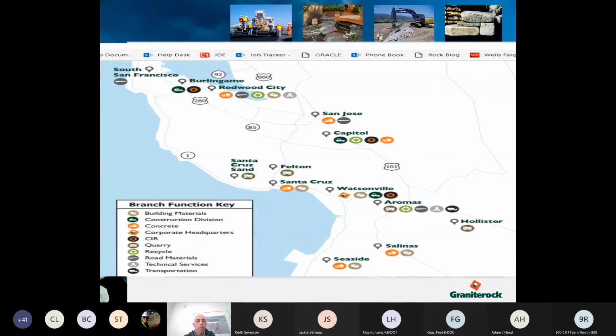So here's just a map of our locations in the Bay Area. And so really what I'm talking about is San Francisco down to Seaside. And if you look, it might be hard to see on this map, but it has a recycle symbol. And those are places where contractors can actually come in and dump grindings or broken AC, broken concrete. And those are for us. So all HMA producers have a spot in their yard to do it.